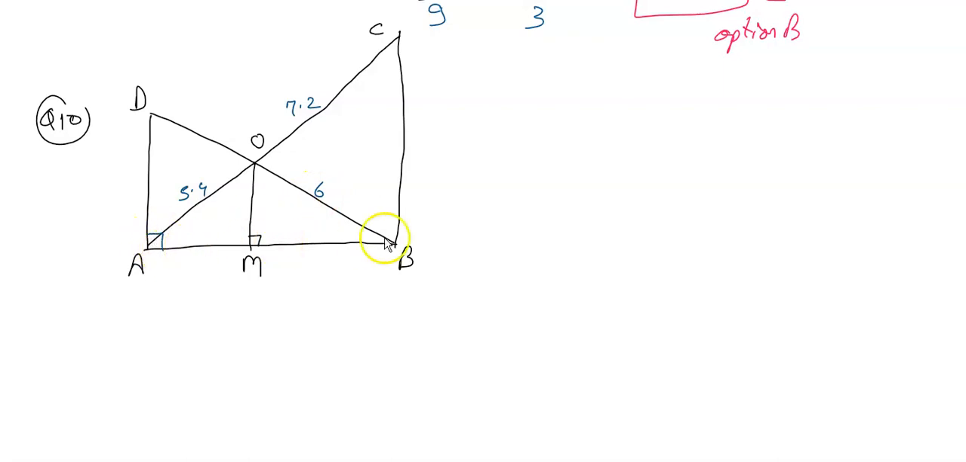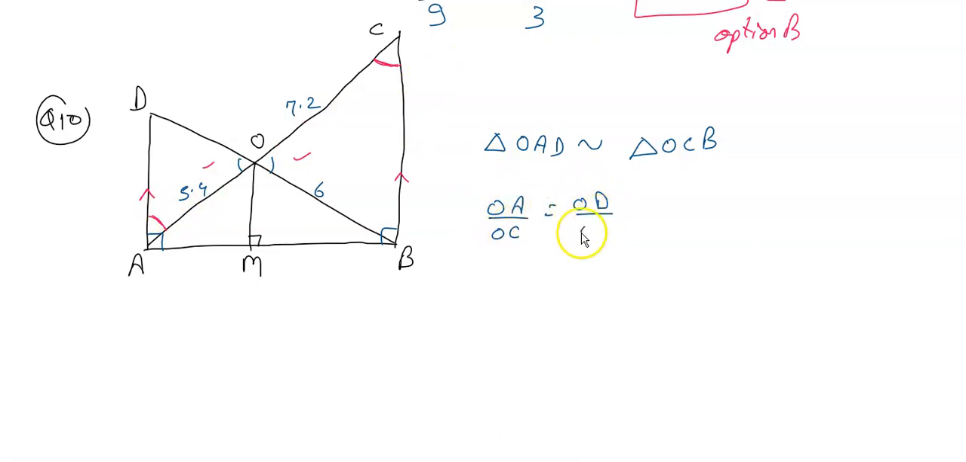Now these are perpendiculars. It is given in the question that AD is perpendicular to AB. I can easily observe that these two lines will be parallel, and since these two lines are parallel, I can say that these two angles will be equal, alternate interior angles. So triangle OAD is similar to triangle OCB, correct? Because this angle is equal and these two are also equal. So I can write OA upon OC is equal to OD upon OB.